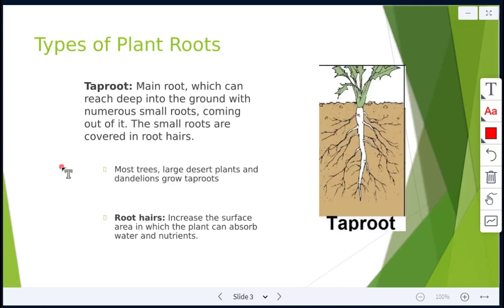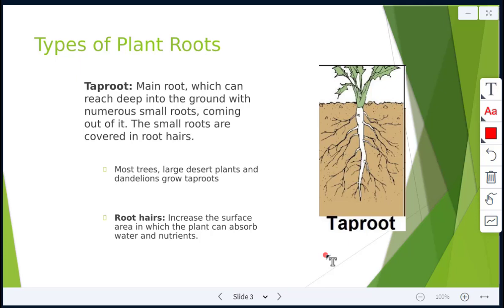Types of plant roots is next. The first type we're going to look at is called a tap root, which looks like this. This is a tap root. It's got a main root, and this main root can reach deep into the ground with numerous small roots coming off of it. And those small roots are covered in root hairs. So most trees, large desert plants, as well as dandelions, grow tap roots.